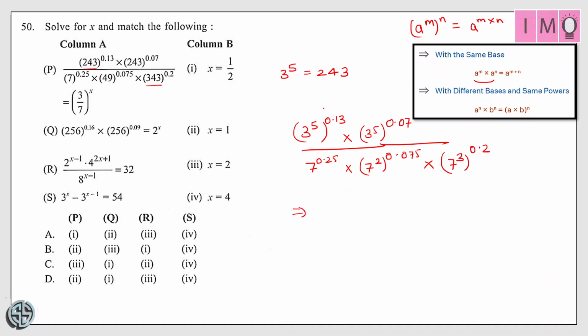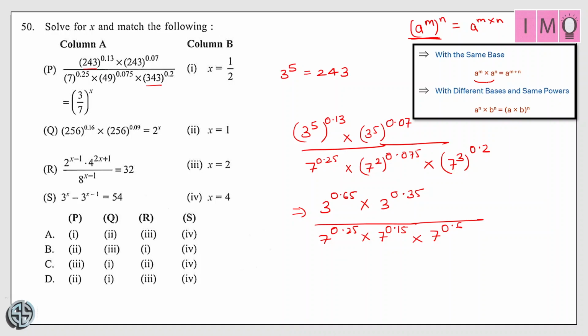Now I will solve with this formula, that a to the power m to the power n is equal to a to the power m into n, meaning the powers get multiplied. So 0.13 into 5, you will get 0.65. This side, 5 into 0.07, you will get 0.35, so it will become 0.35 here. Similarly, in the denominator, when you multiply 2 with 0.075, you get 7 to the power 0.15, right? And 7 cubed to the power 0.2, you will get 7 to the power 0.6.